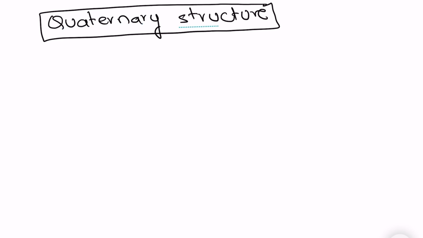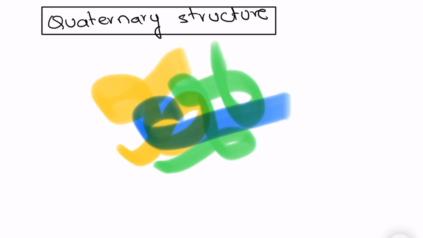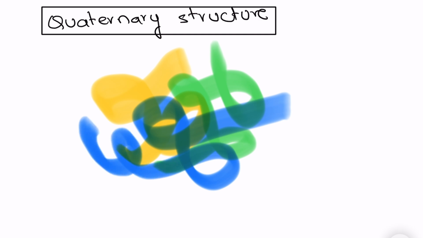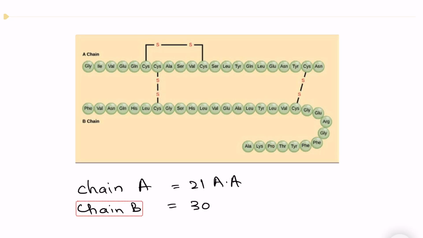Finally, we have the quaternary structure. Sometimes two or more polypeptide chains come together and form aggregations to form a single protein. For example, insulin is a protein-based hormone. It is made up of two polypeptide chains, one of which has 21 amino acids while the other has 30 amino acids. Both these chains stay together due to formation of disulfide bridges between cysteine amino acids within the same as well as different chains.